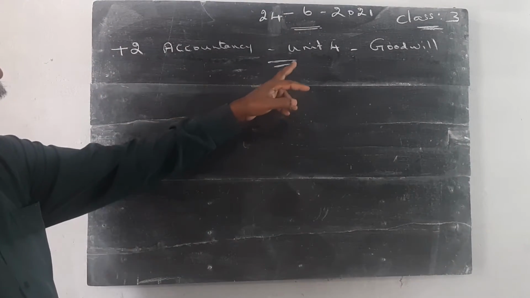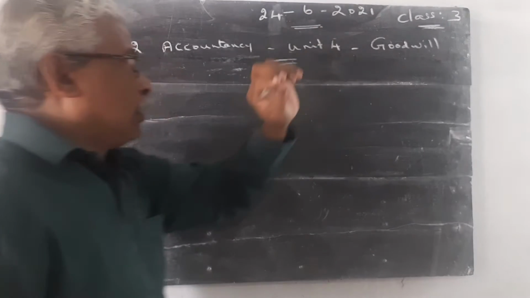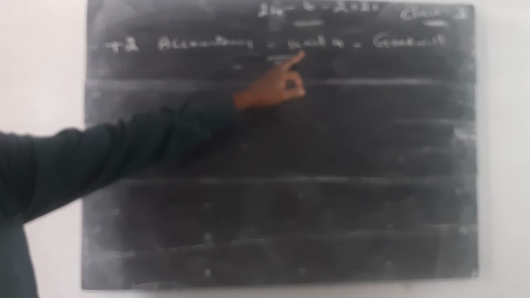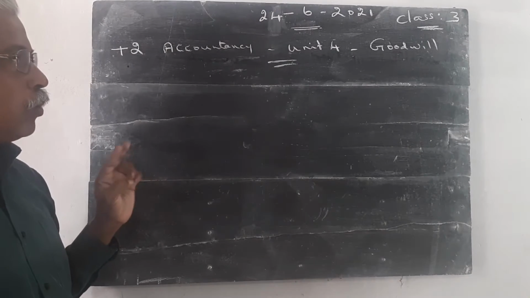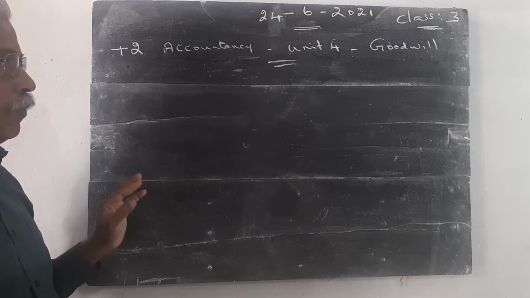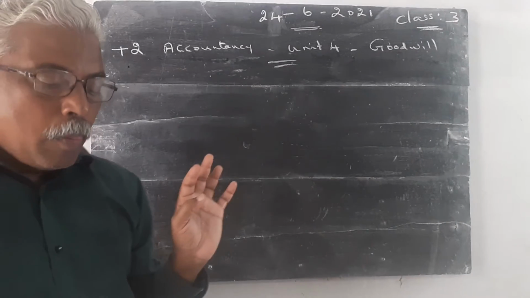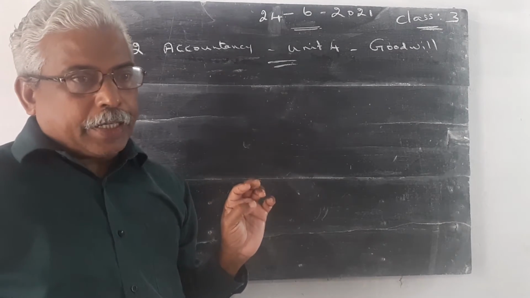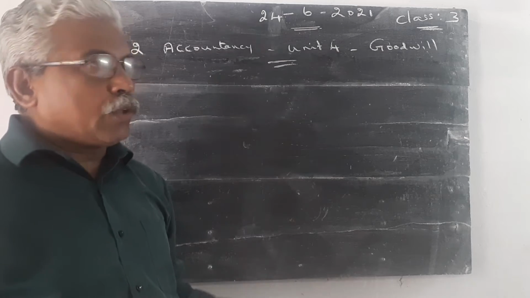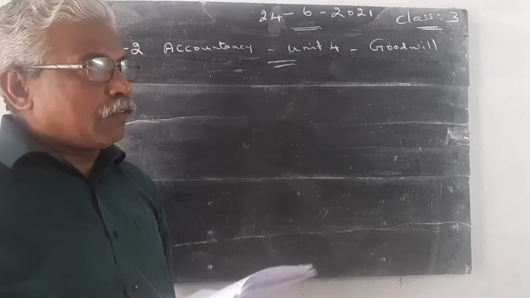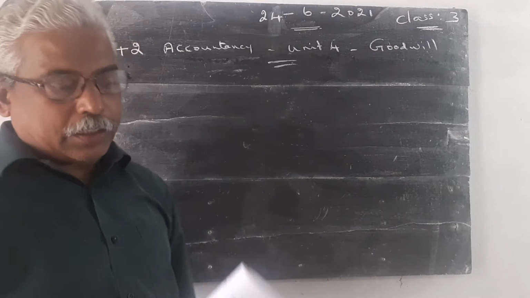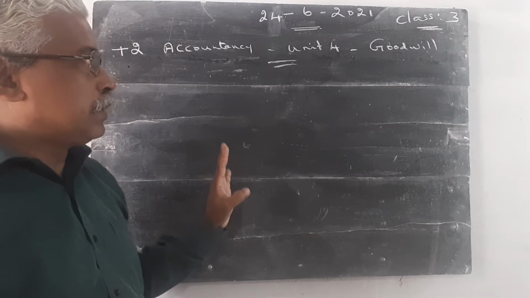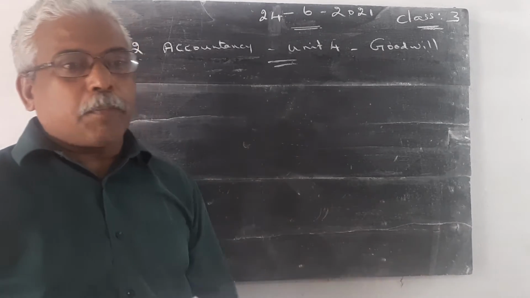Today I am going to take Unit 4 Goodwill, that is Plus 2 Accountancy Goodwill chapter, Unit number 4. In the last two classes we studied how to calculate goodwill, the procedure for calculation of goodwill. I already told you this chapter contains 11 questions. Out of 11 questions, 8 we have completed in the previous classes. Today I want to give just 3 more problems in some other methods.